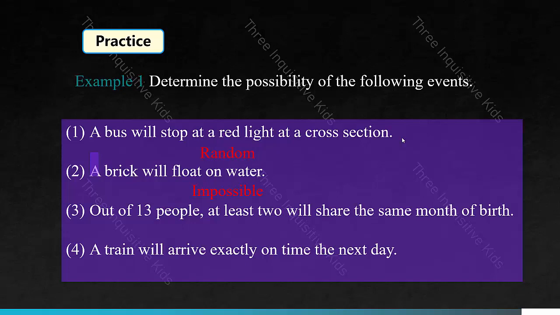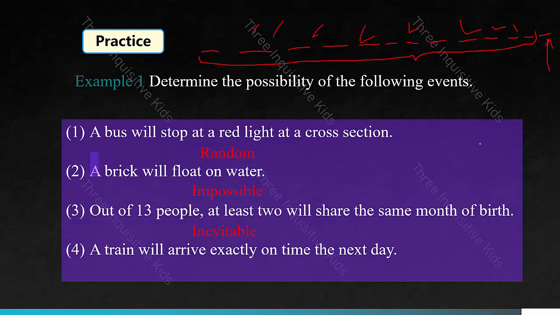This requires a little bit more thinking. Well, we have 13 people. 1, 2, 3, 4, 5, 6, 7, 8, 9, 10, 11, 12, 13. We only have 12 months in total. So if all of these 12 people have different months, but we have one single person left, that person will have to share a month with another person from this entire group, which means at least 2 will share the same month of birth.